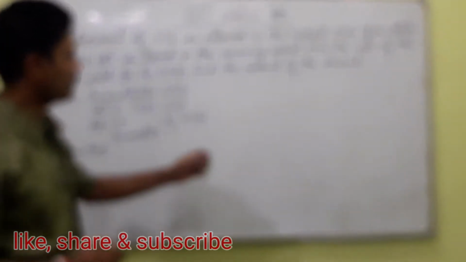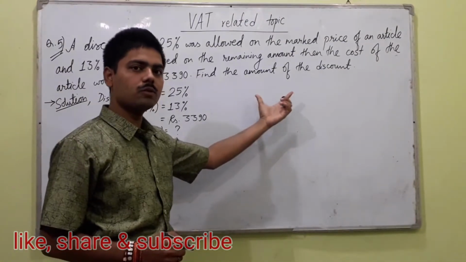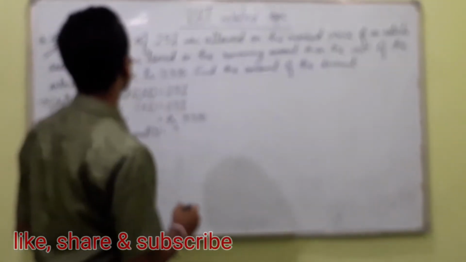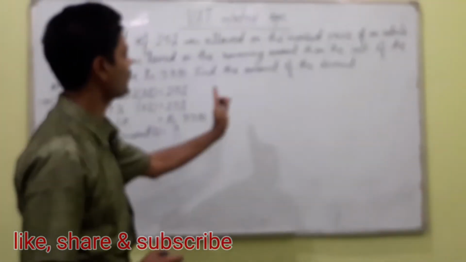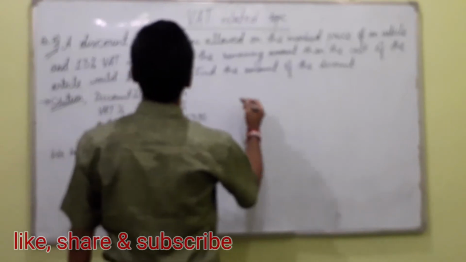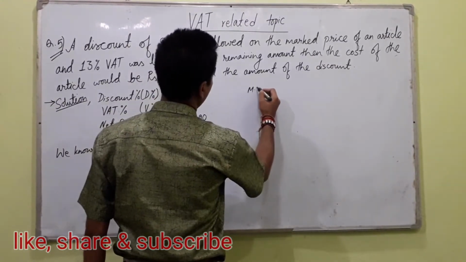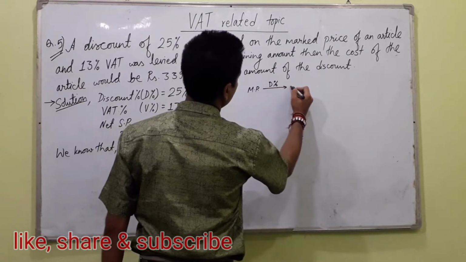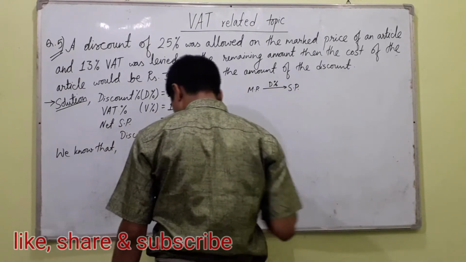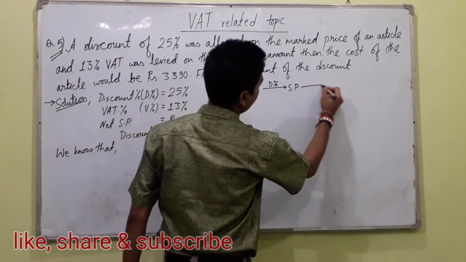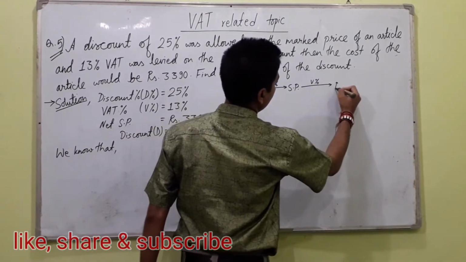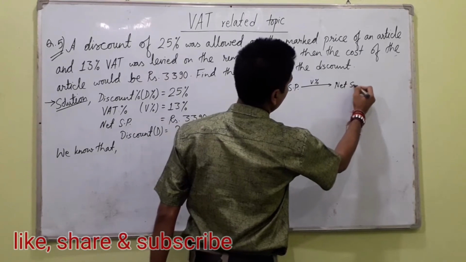So before solving the question, I have told you in the previous question to make the mapping. After making the map, we can understand what is needed, or timeline we can say. We can make a timeline. So a discount. So there should be a mark price and there must be a discount. Then there is a selling price. After selling price, VAT percent will be levied on it. Then there comes net selling price.